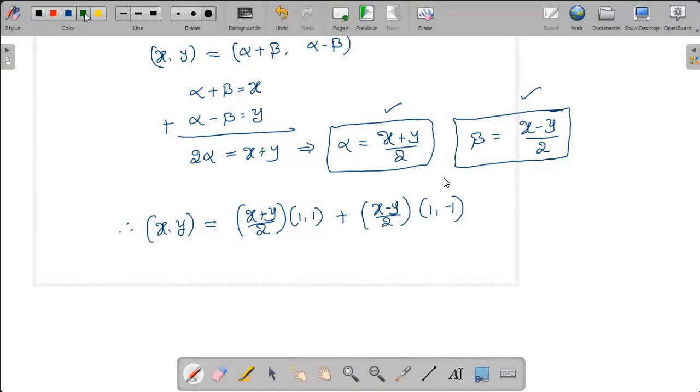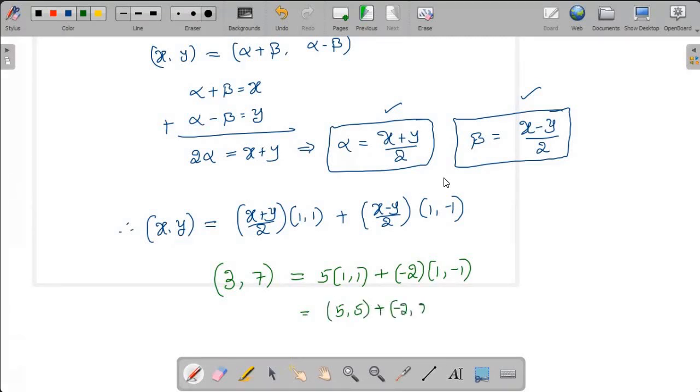So if you say you did not understand, okay, let us see with elements, then it is good. For example, sir, I want to write the element 3 comma 7 as a linear combination of 1 comma 1 and 1 comma minus 1. Okay, possible. Here x is 3 and y is 7, so what should alpha be? x plus y by 2, that is 3 plus 7 by 2, that is 10 by 2, which is 5, so 5 times 1 comma 1, plus beta, which is 3 minus 7, that is minus 4, minus 4 by 2, minus 2. So minus 2 times 1 comma minus 1. Verify whether it comes: 5 comma 5 plus minus 2 comma plus 2. You can see that 5 minus 2, that is 3, and 5 plus 2, 7. Yes, I am able to express 3 comma 7 as a combination of these two.